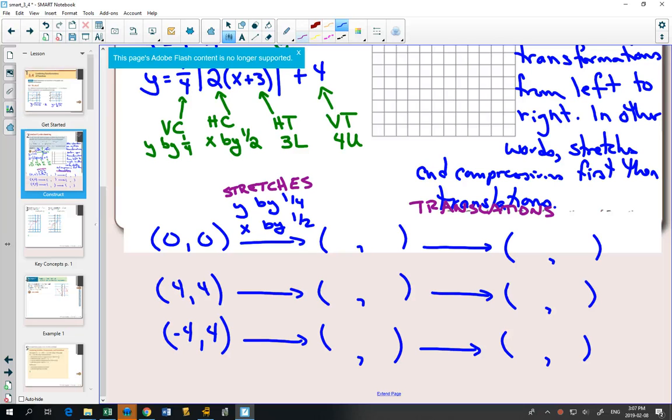If we do that with these 3 points, x values by half: 0, 2, -2. Y values by 1/4: 0, 1, 1. Find out where the new points end up. Next, we do our translations. So above the second set of arrows, I'm going to say we need to go 3 to the left and 4 up. What's going to happen to our points? If I'm at 0 for my x, 3 to the left will take me to -3. Then -1, -5. 4 up will take me to 4, will take me to 5, will take me to 5.